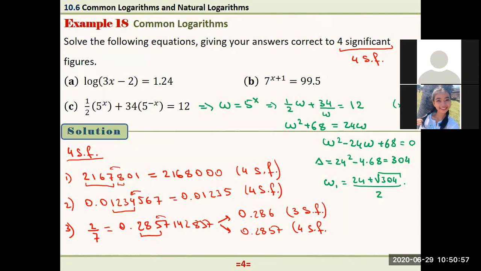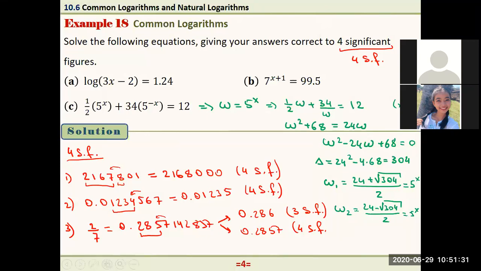And that thing is equal to what? 5 to the power x. And W2 equals 24 minus square root of 304 over 2. Also, that thing is equal to 5 to the power x. Right? So from here, I can just evaluate W1 and W2. Just take the common logarithm of both sides and evaluate this.